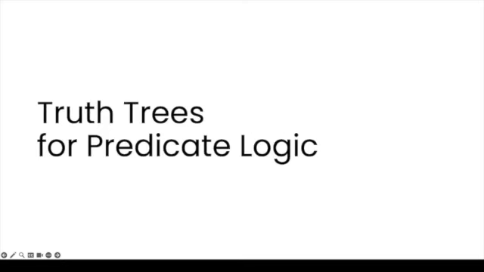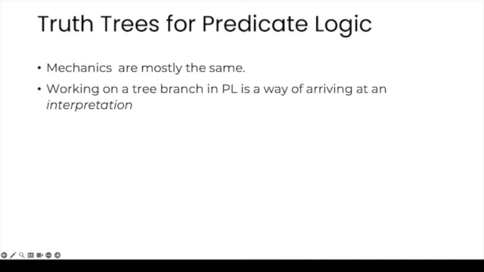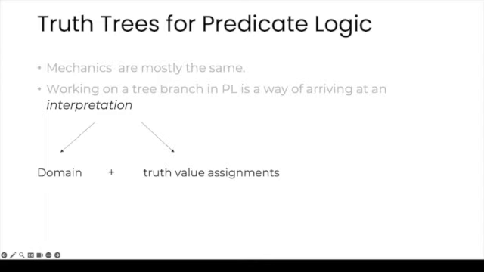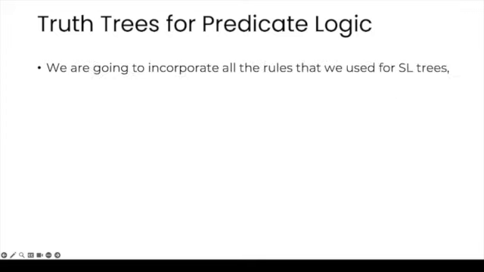We can also use the method of truth trees in predicate logic to test for consistency, validity, etc. The mechanics of the procedure are mostly the same. However, you no longer think about the tree as the process of coming up with truth table rows or assignments. Rather, working on a tree branch in PL is a way of arriving at an interpretation. Remember, an interpretation is a domain and a set of truth assignments. So, working on a tree branch in PL is a way of arriving at an interpretation that makes every sentence in a given branch true.